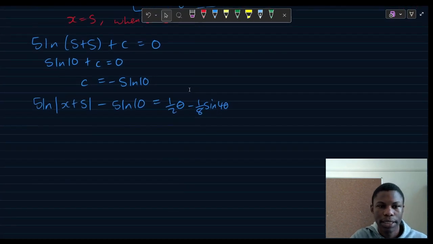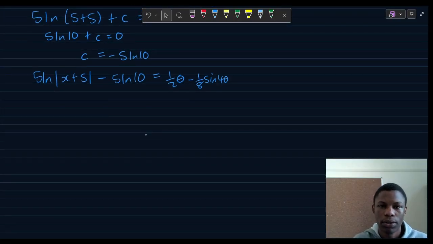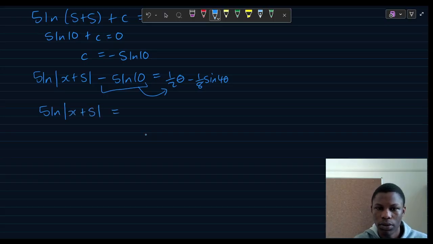But if you read the question again, you notice that they said solve the DE and obtain an expression for x in terms of theta, which means that we have to make x the subject of the formula. So to do that, let's start by moving this to the right hand side. So 5 ln modulus of x plus 5 is equal to half theta minus 1 over 8 sine 4 theta, plus 5 ln 10.